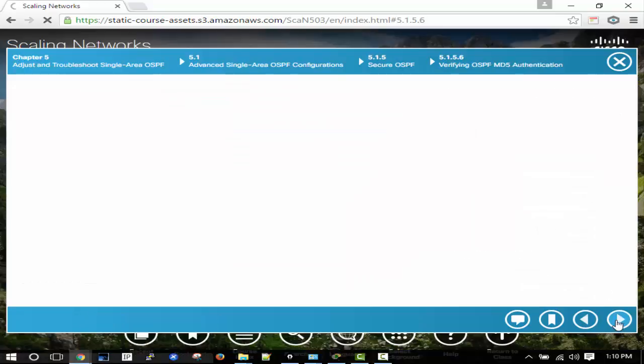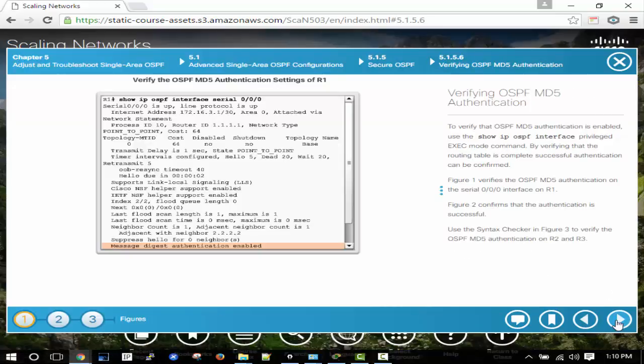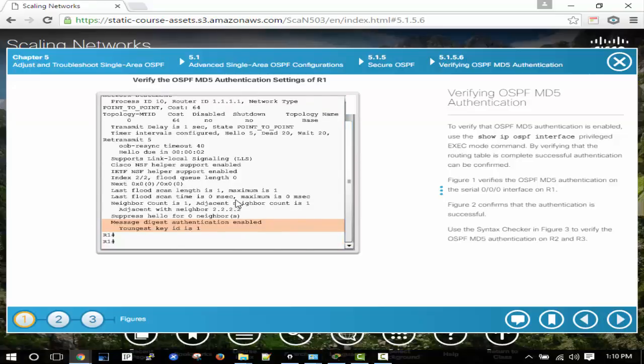And how do we see if we have it? We did the show IP OSPF interface, and we're looking for message digest and the key ID.